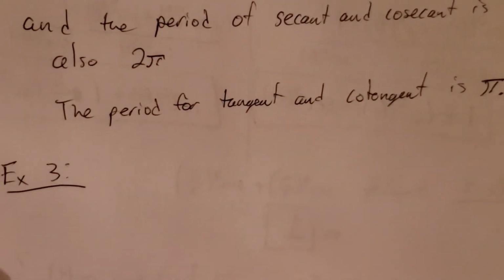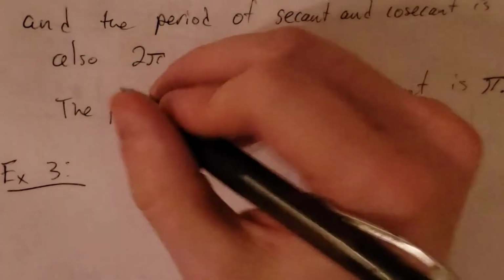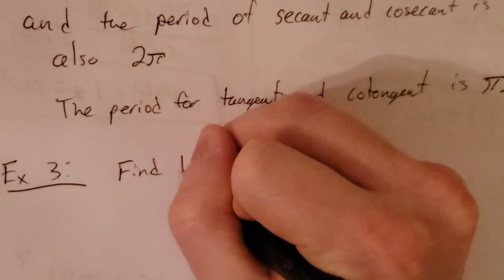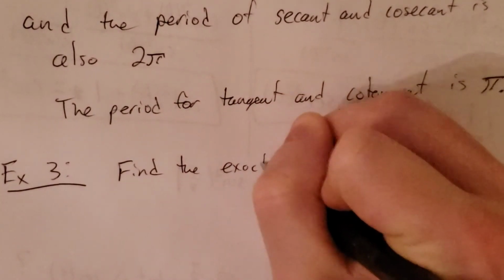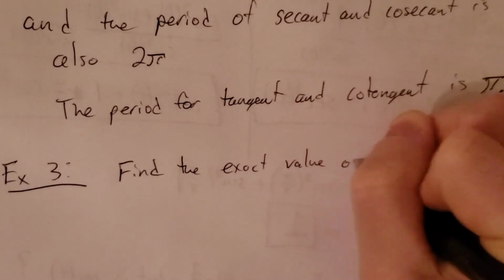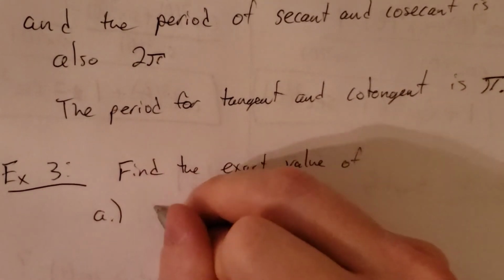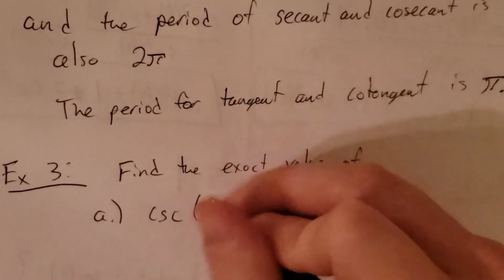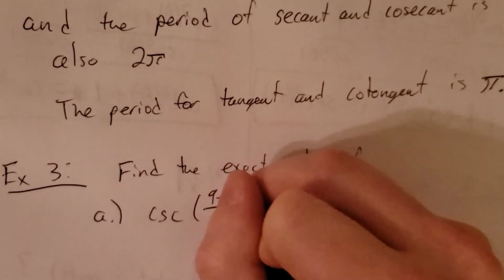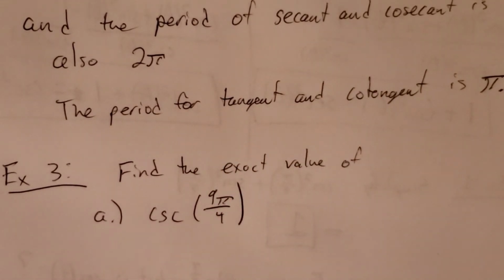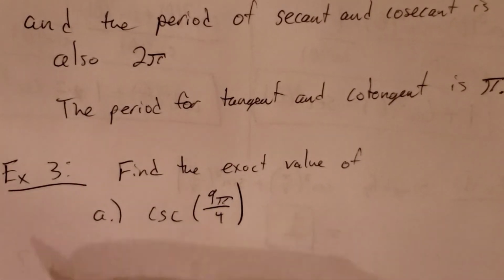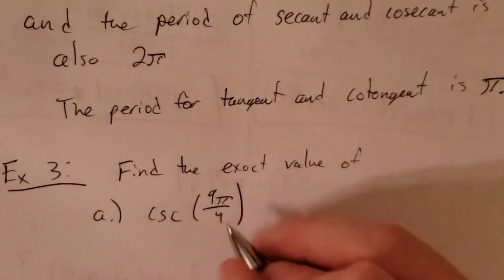So this will be example 3 and the final one for this video. We're going to ask ourselves to find the exact value of, and A is going to be cosecant of 9 pi over 4. Well, how do we do this?